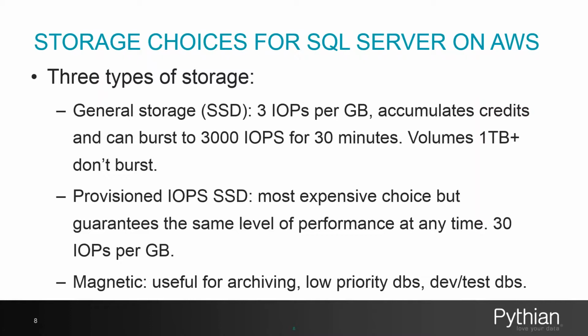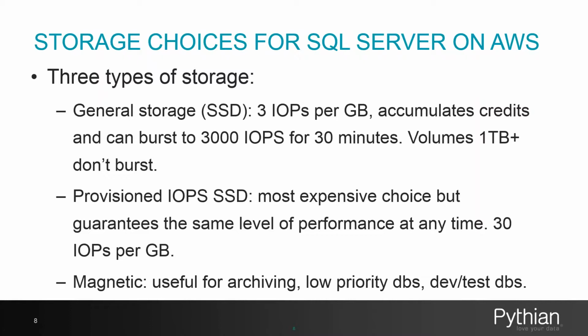Now, the second one is the Provisioned IOPS SSD. This is the most expensive choice of storage you can have on AWS, but it guarantees the same level of performance at any time. So if you're getting a certain amount of latency at, let's say, 3 a.m. and you're able to push the same amount of IOPS at 3 a.m., you'll get the same amount of capacity at noon, regardless of how busy the system has been, right? These IOPS are provisioned and they're always reserved for you.